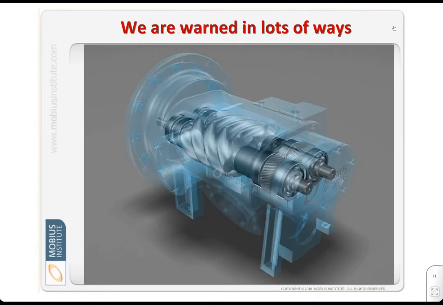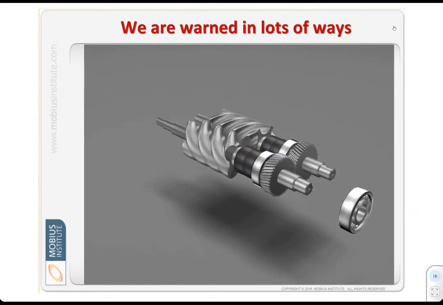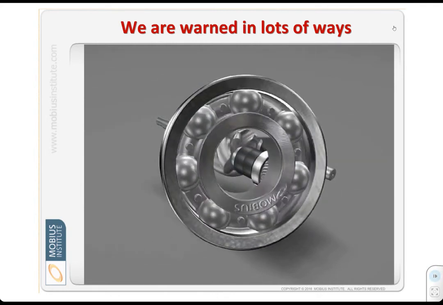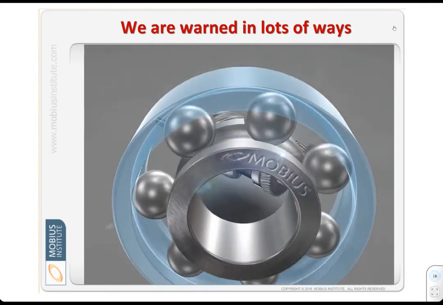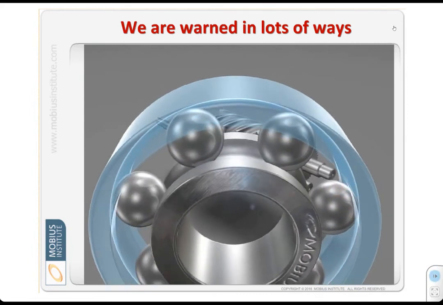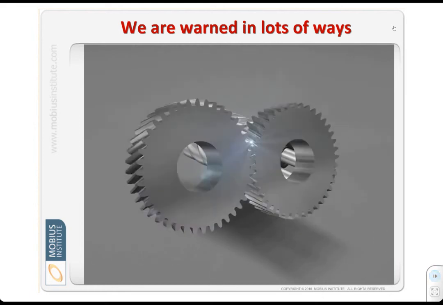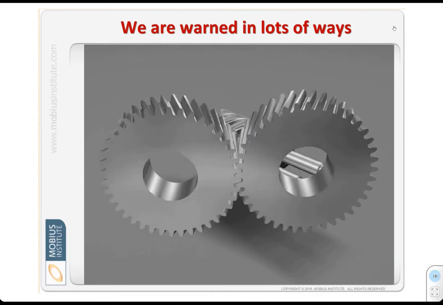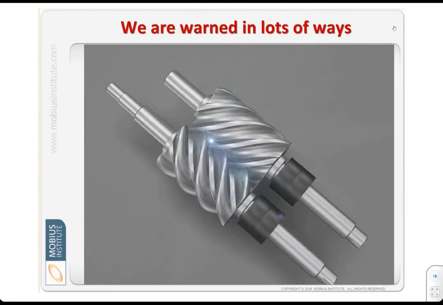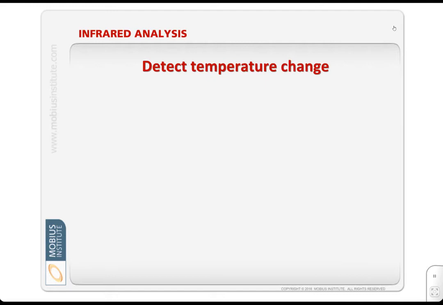So the good news is, particularly with rotating machinery, but it applies to all machinery, we are warned in lots of ways. As those rolling elements roll along inside the bearings, we can tell if there are cracks, spalls, lubrication issues, installation issues, if there's electric current flowing through, all sorts of things. And with gears and timing gears and belts and lots of other sorts of components, we can see if there's wear, cracks, spalls, if they're misaligned, overloaded, and that goes for all sorts of components. We get lots of warning about these problems.